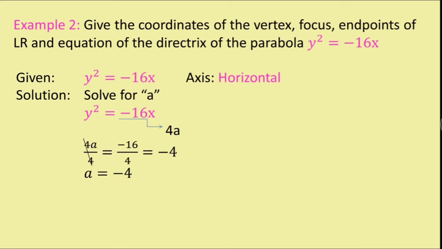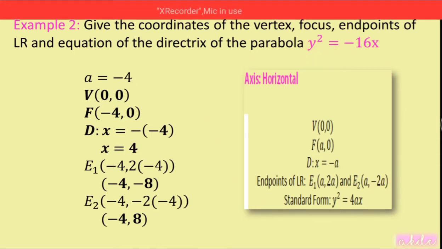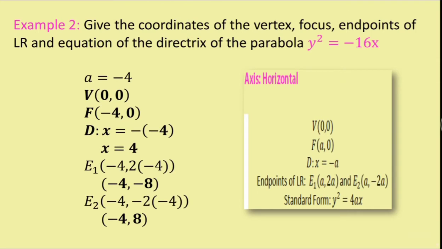So now we can solve for the coordinates of the following. We are going to use this pattern. Our a is negative 4, so our vertex is at (0, 0). The focus is at (a, 0), so it becomes (negative 4, 0). The directrix is at x equals negative a, so x equals negative of negative 4, which is positive 4. So our directrix is at x equals 4.